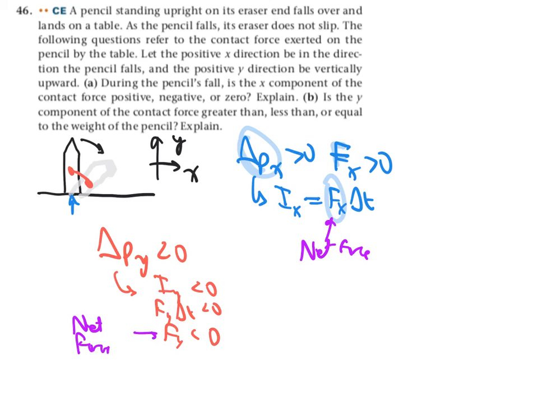For the x direction, the net force is just f x. But for the y direction, the net force is really the contact force minus the weight. And we need that to be less than 0, which means that the contact force must be less than gravity. So we end up that it is less than gravity, so that the pencil accelerates downward.